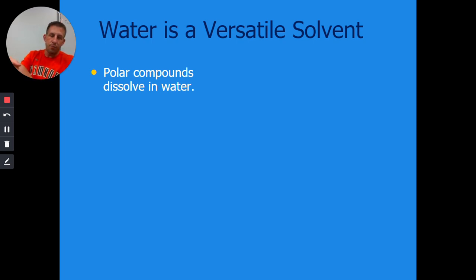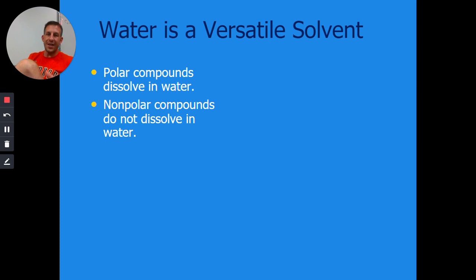Pretty much every polar compound is going to dissolve in water. You've heard the term "like dissolves like," right? Anything that's polar is often going to dissolve in other polar substances. Water is a polar substance, so anything else that's polar, like alcohol, is also going to dissolve in water. Non-polar compounds do not dissolve in water because they're not like the polar nature of water, so like doesn't dissolve like.